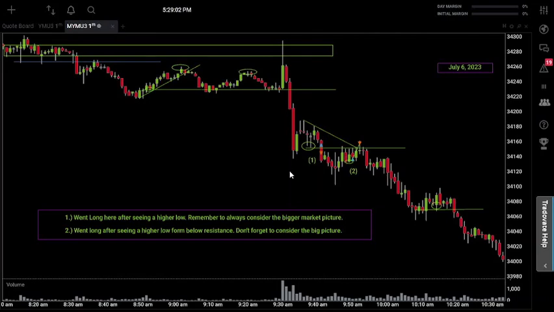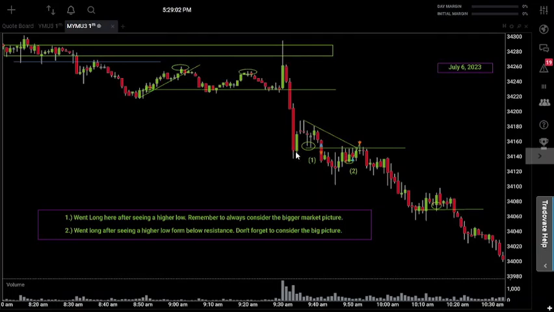So yesterday's closing price was 34,508. Now, coming into the screenshot that we have for today at around 8:20 this morning, we were down all the way to about 34,300. So we fell more than 200 points in the pre-market coming into the 8 o'clock hour, and then we continued moving down as we came into the market open at 9:30 this morning.